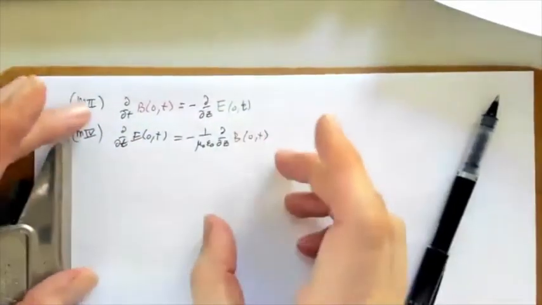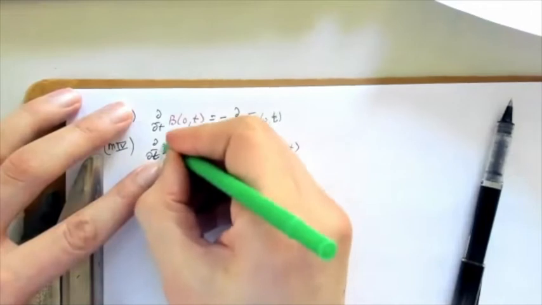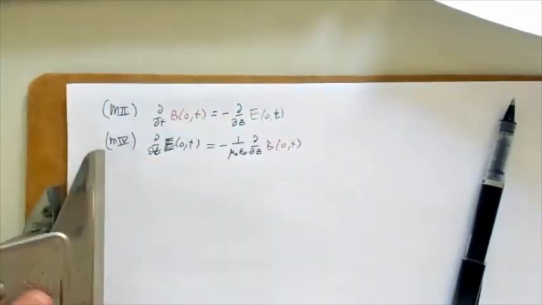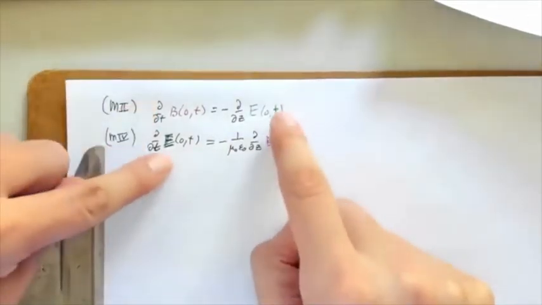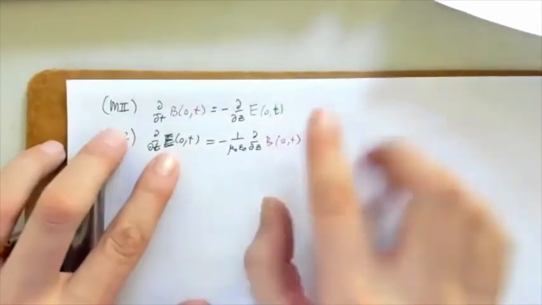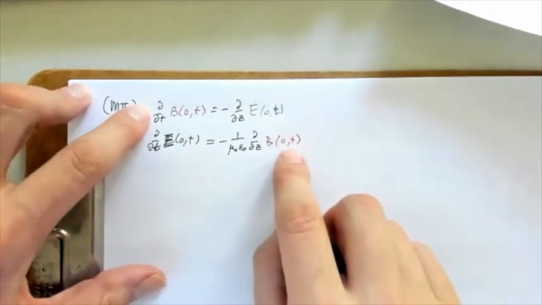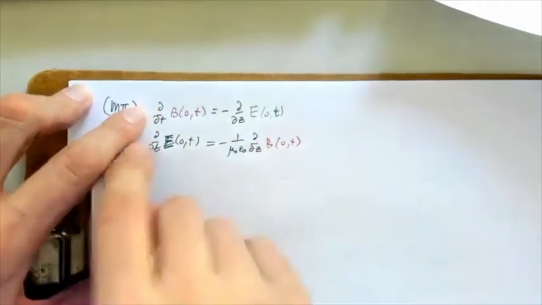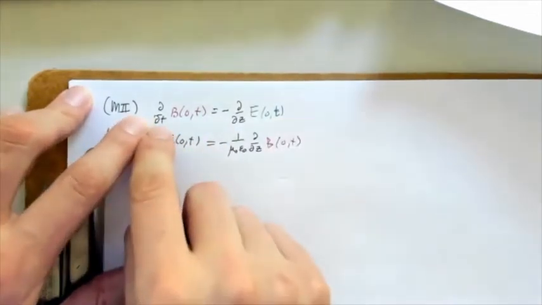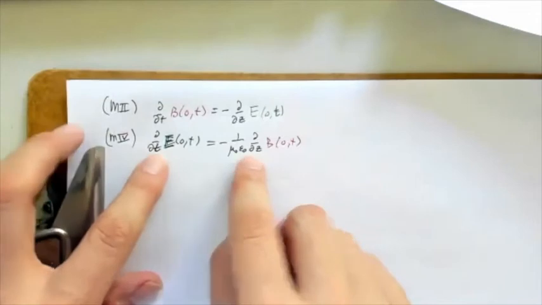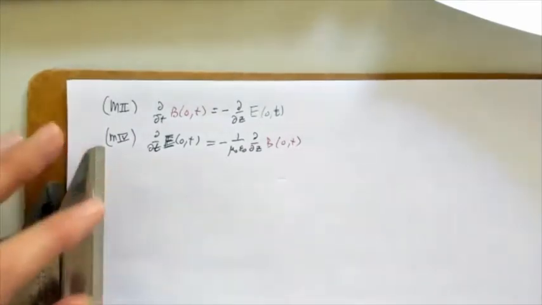Okay, so now it's time to put these together. Hey, I dropped my color convention. I do apologize. That's green. Now we can either try to eliminate B or we can try to eliminate E. I have a personal preference for E, so we're going to try to figure out a way to get rid of the B field. How do we do that? Well, you see, if we take the spatial derivative of this equation, we'll get a d/dt d/dz of B. And if we take the time derivative of this equation, we'll get a d/dz d/dt of B. So in other words, we'll get the exact same equation.